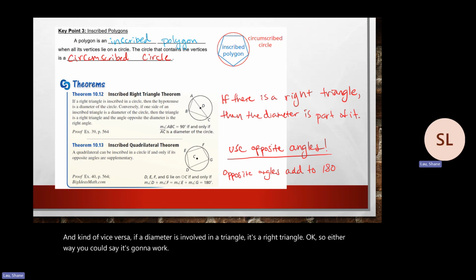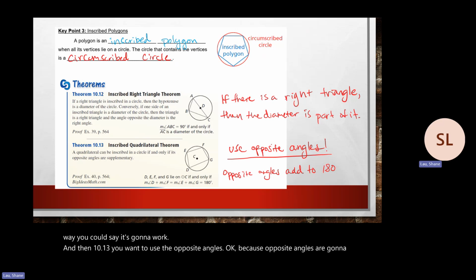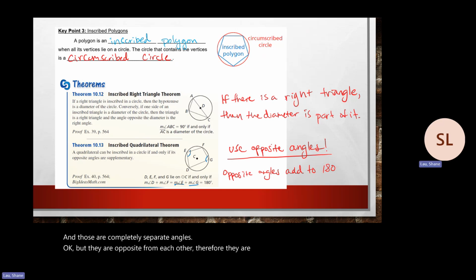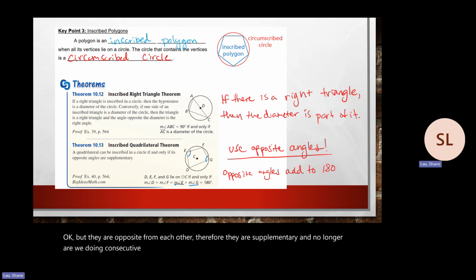And then 10.13, you want to use the opposite angles, because opposite angles are going to be supplementary to each other. If you're in my class, think back to what we talked about with the groups. If I was in one corner, then the opposite corner for me is going to be the one that's supplementary. Make sure that you are aware that angle E is this angle in blue, angle G is this angle in blue, and those are completely separate angles. But they are opposite from each other. Therefore, they are supplementary. No longer are we doing consecutive angles, because that's what we learned previously in Unit 7, but this is completely different now.